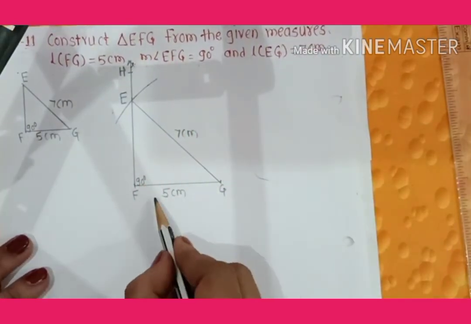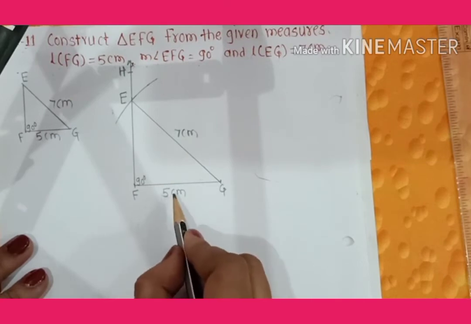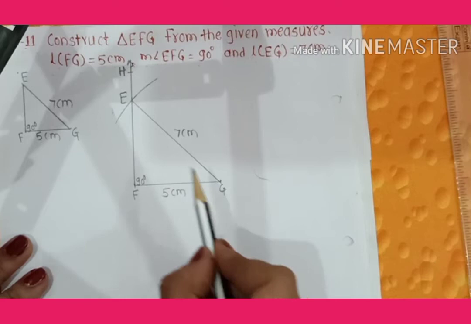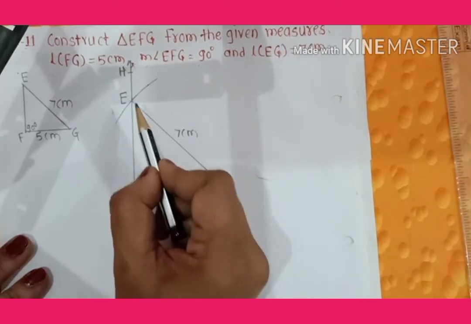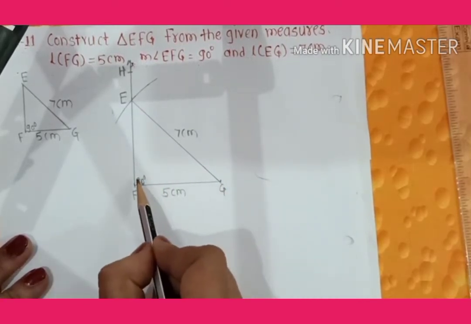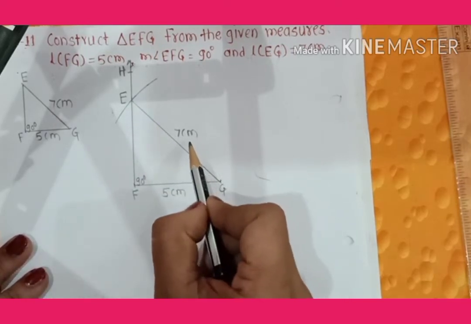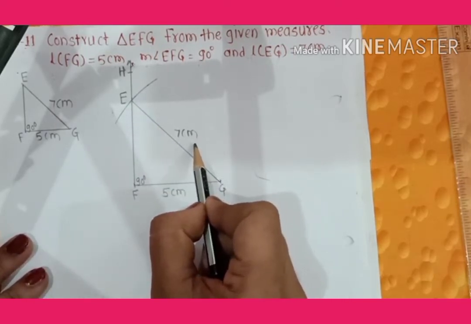This is our required figure. Length FG is equal to 5 centimeter. Measurement angle EFG is equal to 90 degree and length EG is equal to 7 centimeter.